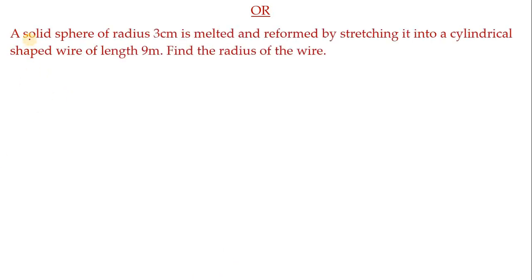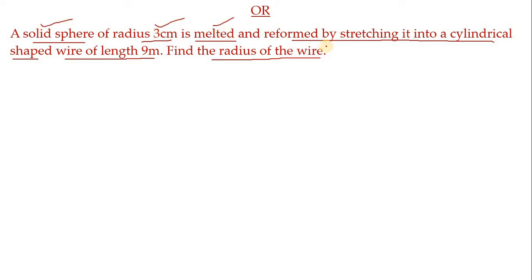A solid sphere of radius 3 centimeter is melted and reformed by stretching it into a cylindrical shaped wire of length 9 meter. Find the radius of the wire. Same type of problem, children. Here first there is a sphere of radius 3 centimeter. They are melting it and again reforming it as a cylindrical shaped wire.